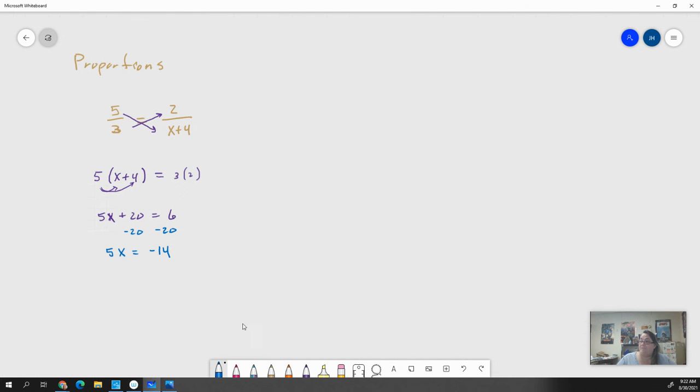Then we still have the 5 being multiplied to it. So we would divide by 5, right? The opposite of multiplication is division. And we would wind up with x equals negative 14 over 5. So when you have a fraction equal to a fraction, all you have to do is cross multiply. And that's how we handle proportion problems.